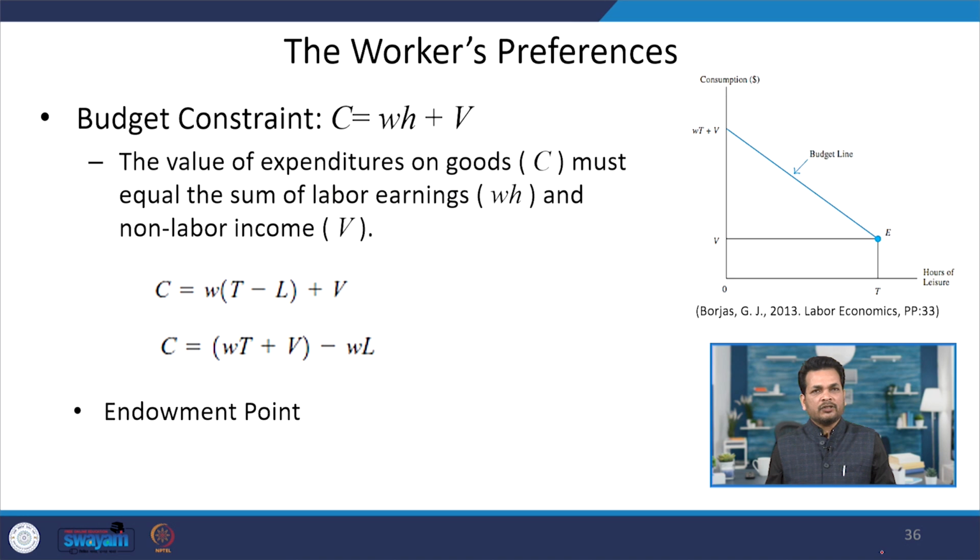Let H be the number of hours the person will allocate to the labor market during the period, and W be the hourly wage he is going to get by working in the labor market. So, the person's budget constraint can be written as C equals W H, the number of hours he works in the labor market multiplied by the per hour wage rate, plus V, the non-labor income. Given the assumption of a constant wage rate, it is easy to plot the budget constraint.